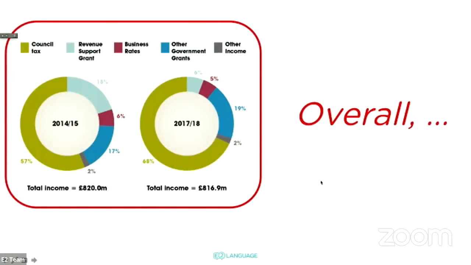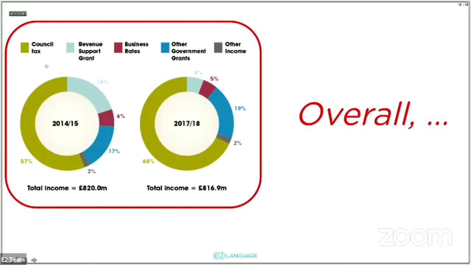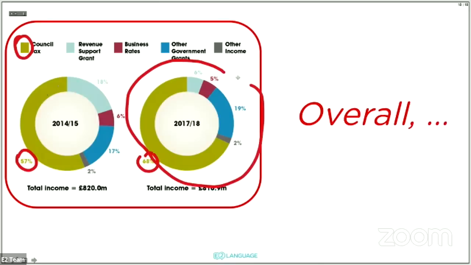So first of all, I wrote a sentence about overall. What I did was I just stood back, looked at these 2 graphs. Let's break this down because we need to understand what we're looking at. Let's look at council tax. This is the green one. So it was 57% and 68%. And of the entire thing, well, it takes up a majority. It's more than 50%. So I said something like that.